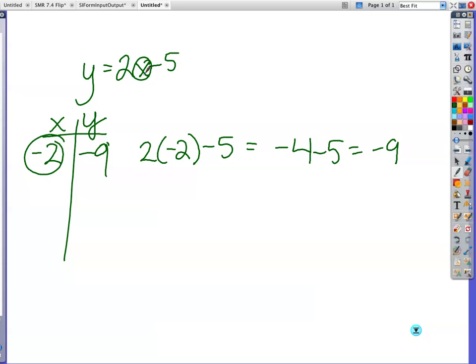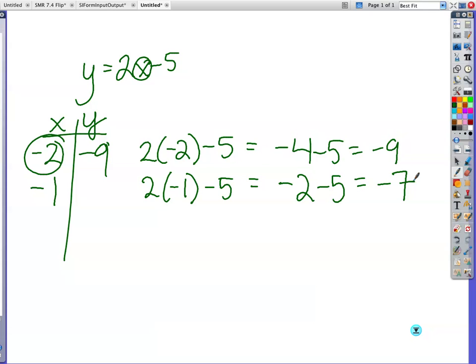Okay? Then I go ahead, I can pick another number. I'm going to pick -1. Oh, I wonder why I picked -1, because I love my fave 5. So 2 times -1 minus 5. So now I have -2 minus 5, which is -7. All right? Then I go ahead and put in my 0. 0 times 2 is 0. 0 minus 5 is -5. Okay? And if I had to write that all out, this is what it would look like.